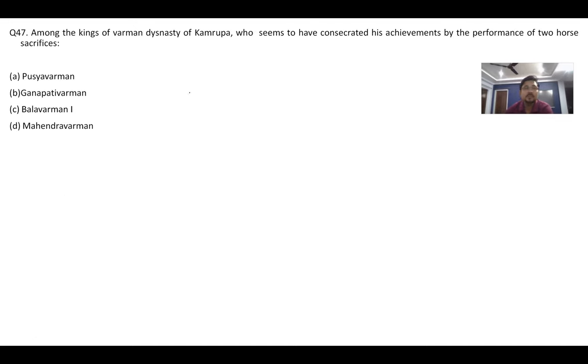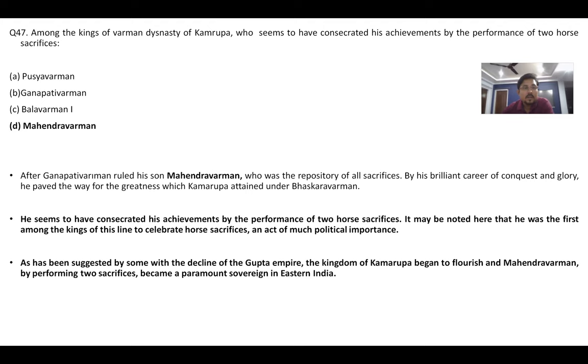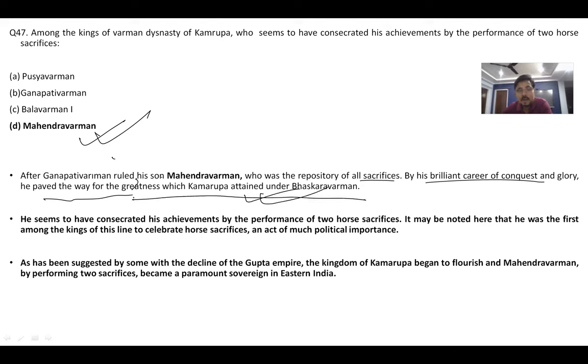Okay, next, which among the kings of the Barman dynasty of Kamrupa seems to have consecrated his achievement by the performance of 2 horse sacrifices? So here it will be Mahendra Varman. After Ganapati Varman ruled, his son Mahendra Varman, who was the repository of all sacrifices, by his brilliant career of conquest and glory, paved the way for greatness, which Kamrupa attained under Bhaskar Varman. Okay. He seems to have consecrated his achievement by the performance of 2 horse sacrifices.